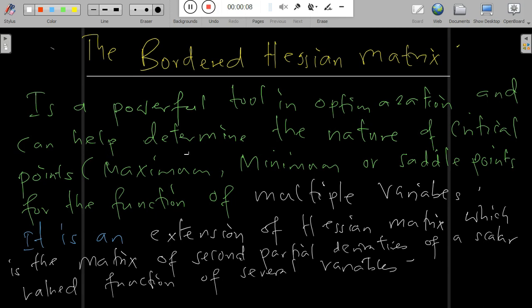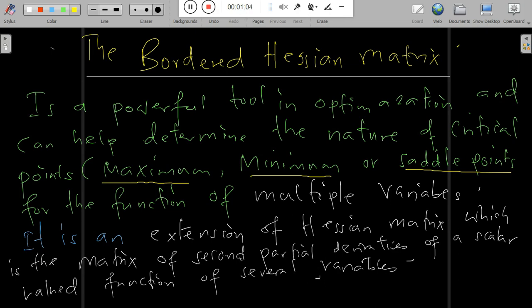So I'm going to take you through the concept of the Hessian matrix. The Hessian matrix is a powerful tool in optimization and can help to determine the nature of the critical points, maximum or minimum or saddle points, for a function of multiple variables. The bordered Hessian matrix is an extension of the Hessian matrix, which is the matrix of the second partial derivatives of a scalar valued function of several variables.